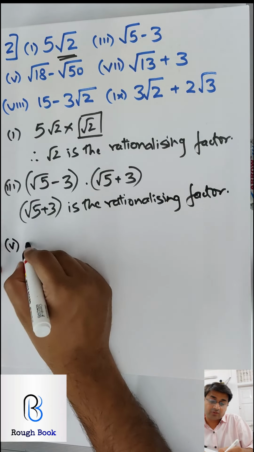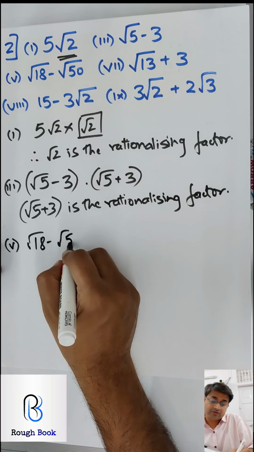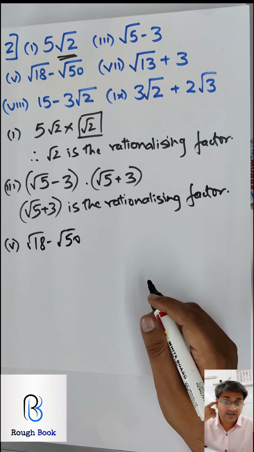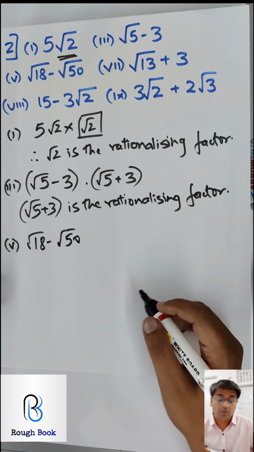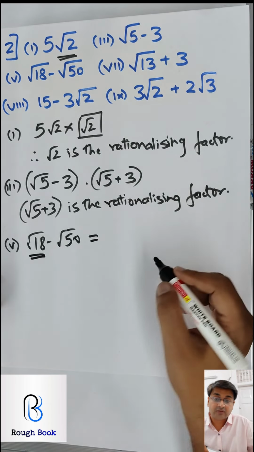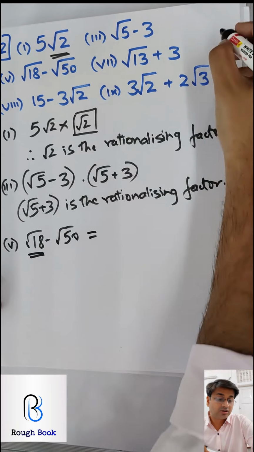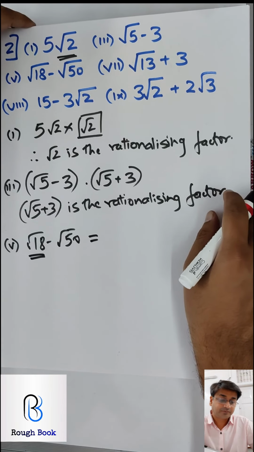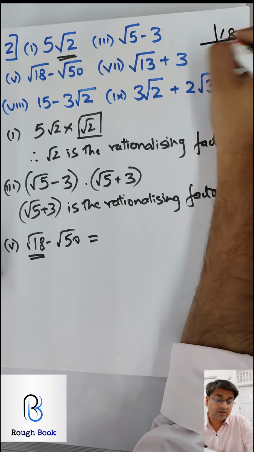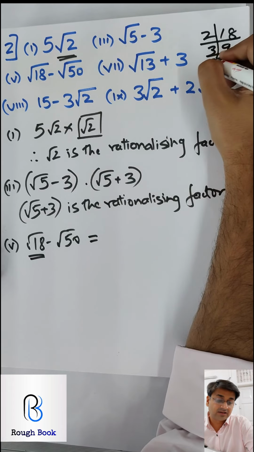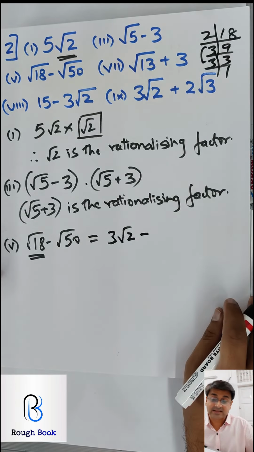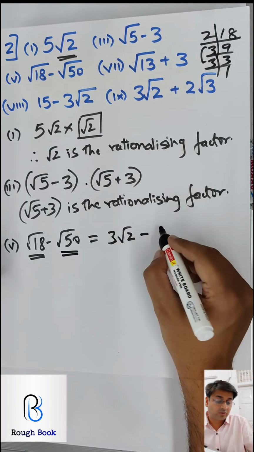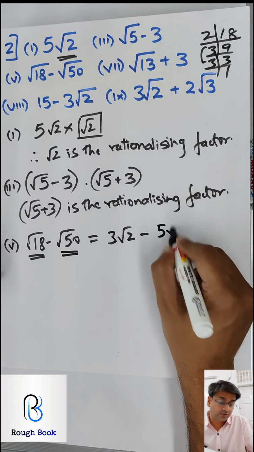Let's look at the fifth one. Root 18, root 50. Come on, tell me what will be the rationalizing factor. Did you say root 18 plus root 50? Wrong. Why? Because you need to first convert this to mixed. How? So take factors of 18. 2 9s are, 3 3s are, and 3 1s are. So this 3 can be pulled out and 2 stays inside. Exactly the same way for root 50, it will be 5 root 2.